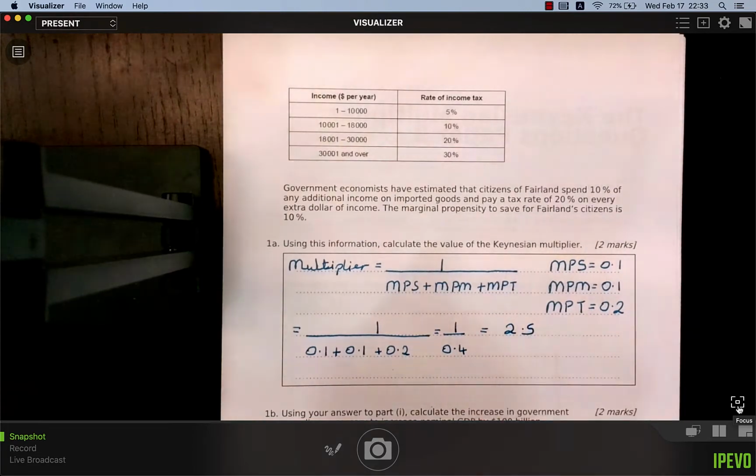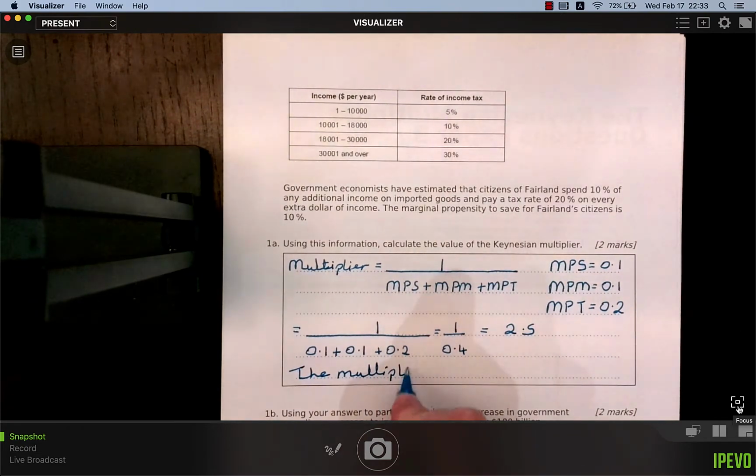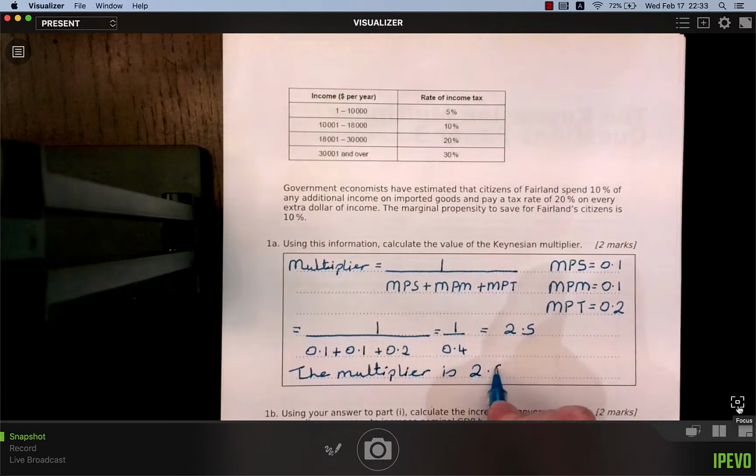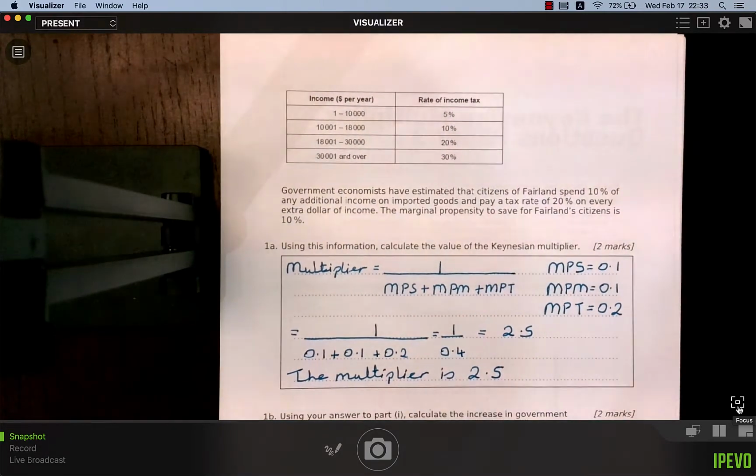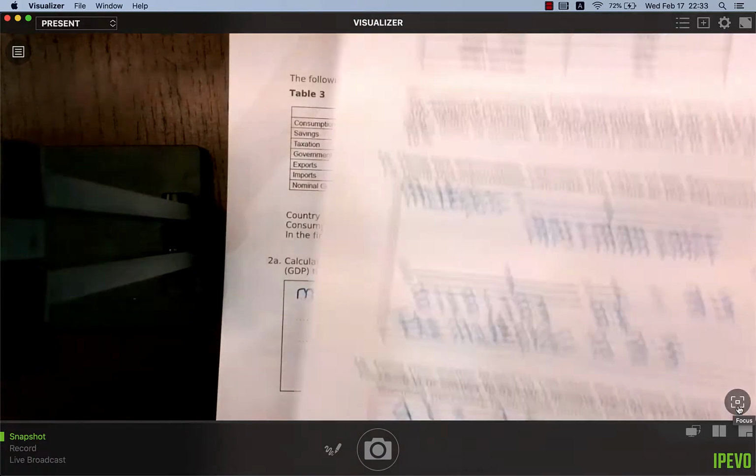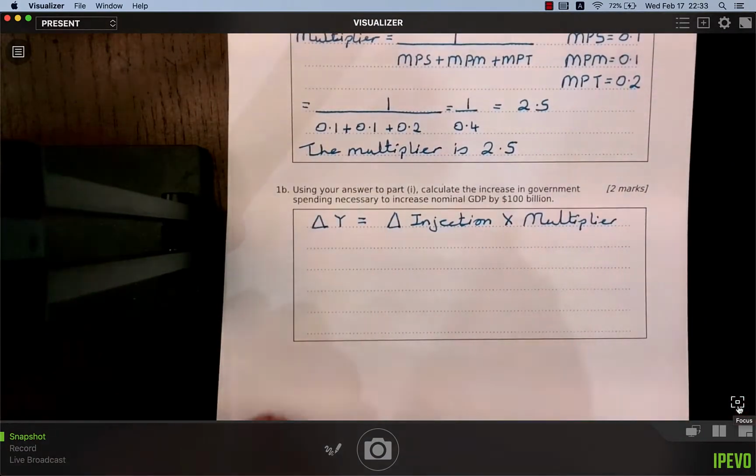So the multiplier is 2.5. Done. What's the economic meaning of that figure? It means that any initial injection into the circular flow of income in Fairland will cause national income to rise by 2.5 times that injection. That's very important.